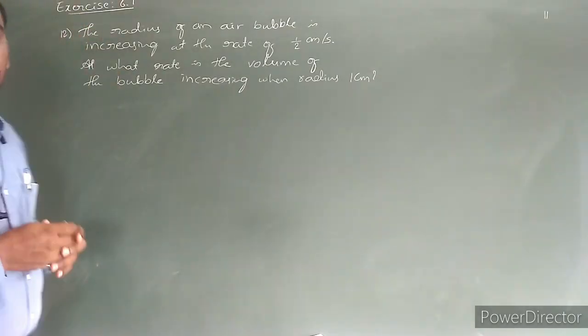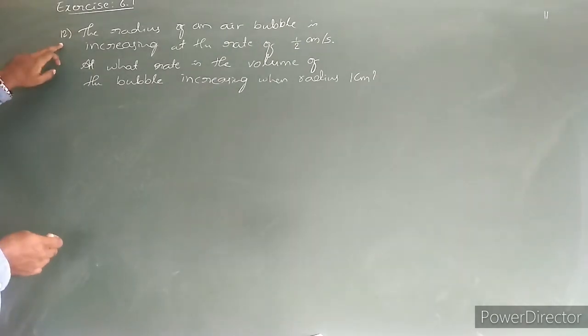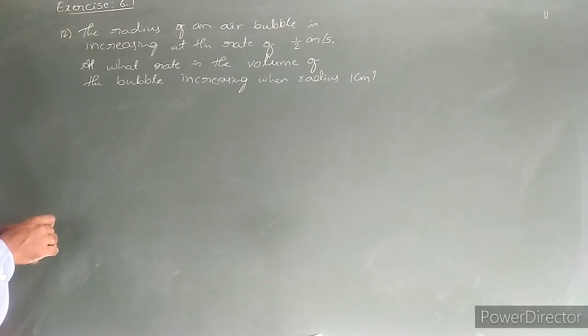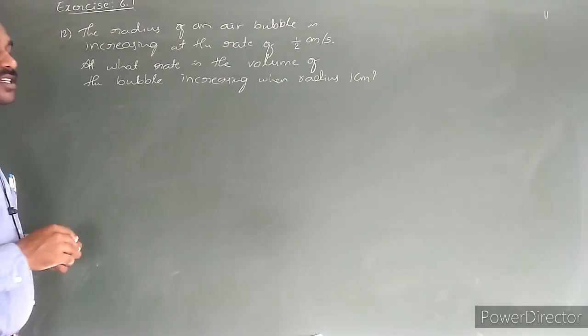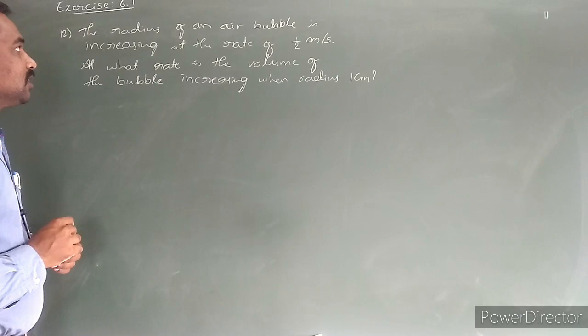Exercise 6.1. The next problem is 12. The radius of an air bubble is increasing at the rate of 1 by 2 centimeter per second. At what rate is the volume of the bubble increasing when the radius is 1 centimeter?